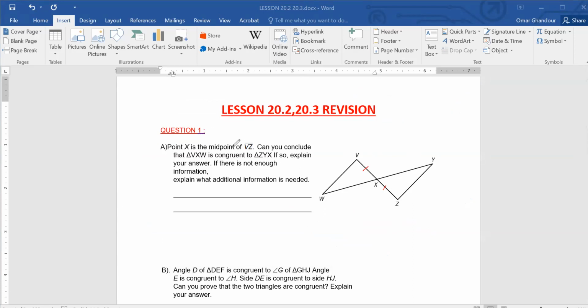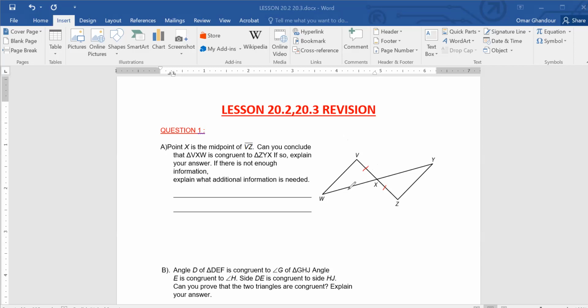Can you conclude that triangle VXW is congruent to triangle ZYX? And if so, explain your answer. If there is not enough information, explain what additional information is needed. To prove that these two triangles are congruent, I have three laws now. We understood the third one. Either SAS, ASA, or SSS.